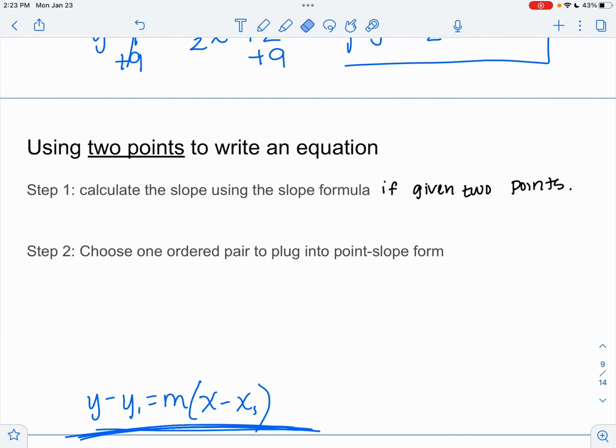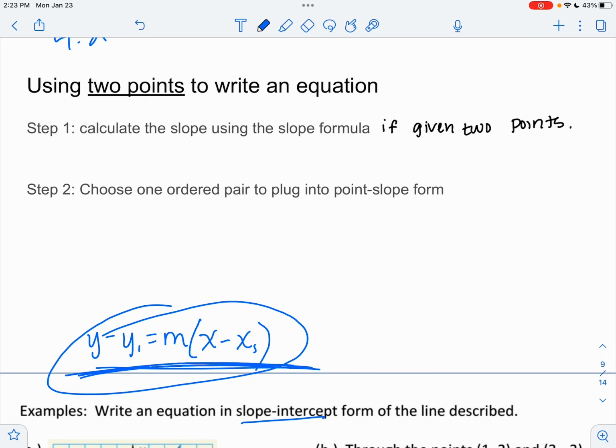This is the second video for 4.2. And we're going to focus on using 2 points to write an equation of a line. The first thing that we need to do is calculate the slope using the slope formula, and then choose one of the ordered pairs to plug in to point slope form.